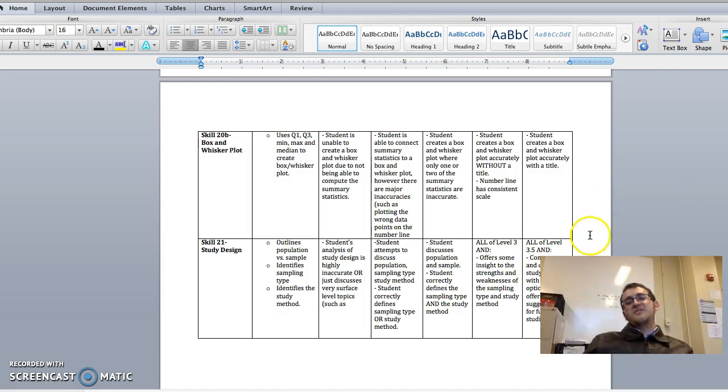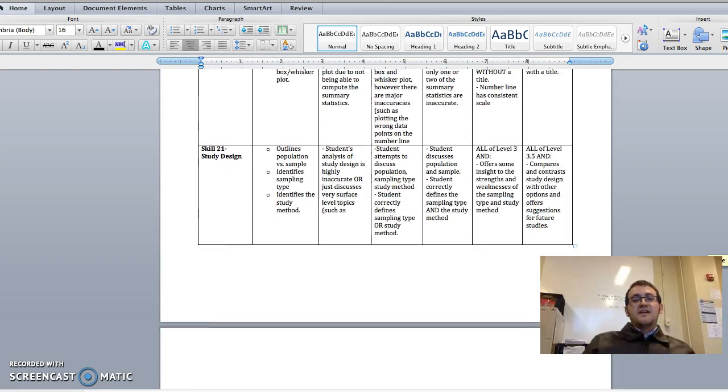You're also going to be thinking about the sampling type. Is it a random sample? Is it systematic? Is it going to be a convenience sample? And then also, think about whether it's an observational study versus a survey or a controlled experiment.